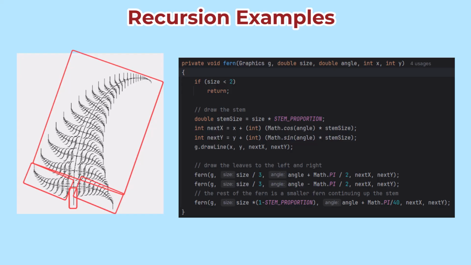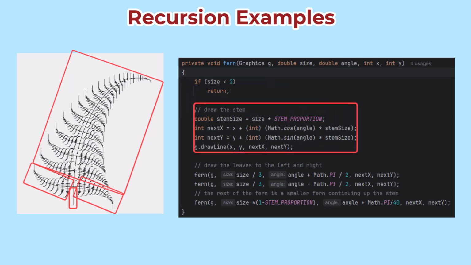I've made a fern function that takes 4 parameters. Don't worry about the first one, that just gives us a place to draw. Size is how big we want the fern to be. Angle is at which direction we want the fern to be drawn. And X and Y are where the bottom of the fern should be on the screen. Then the base case is that we draw nothing if the fern is too small.